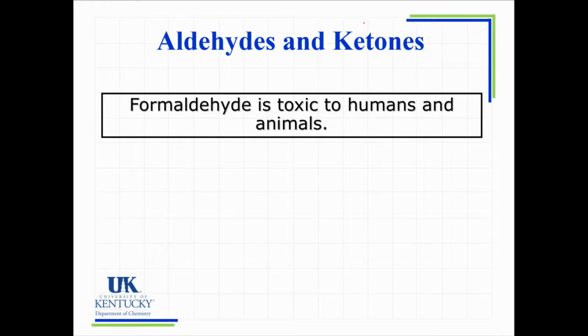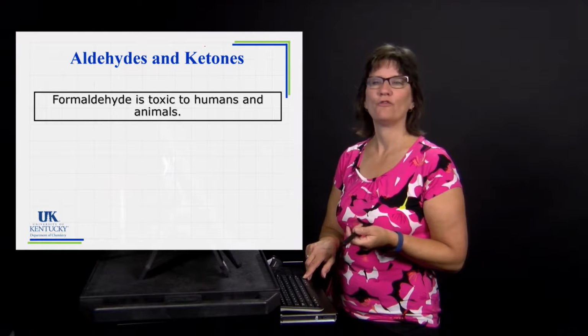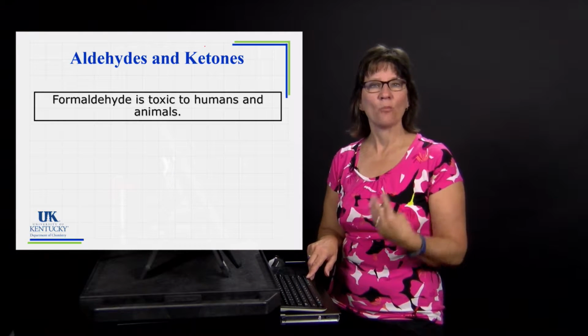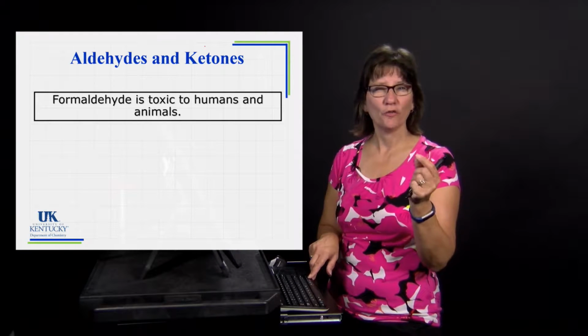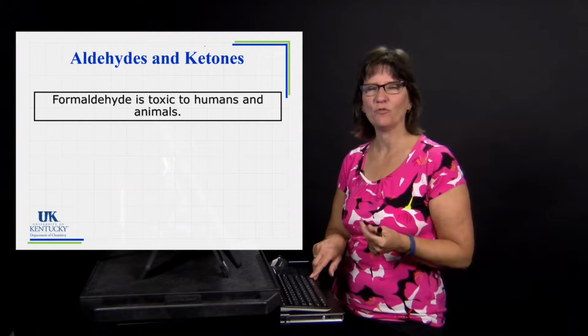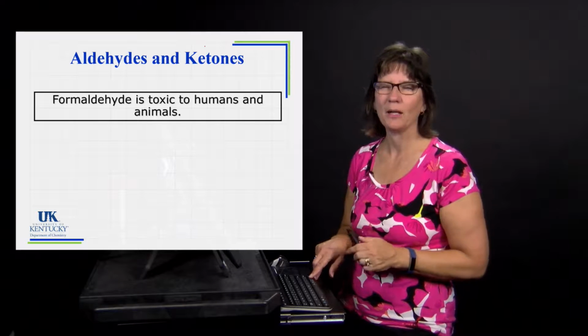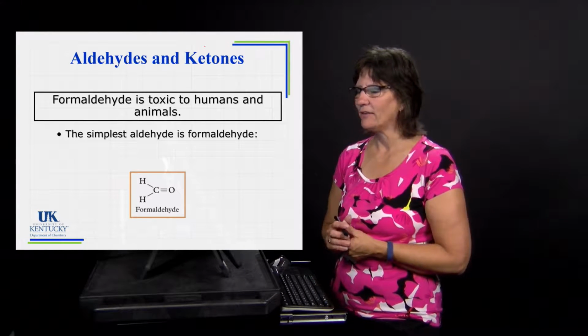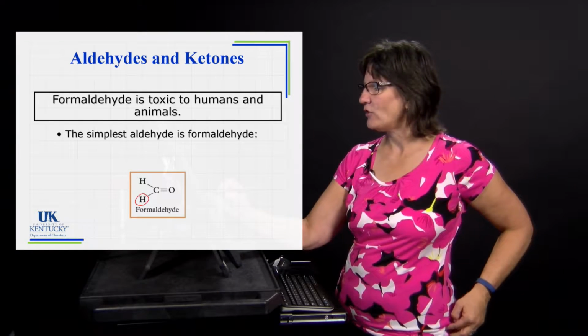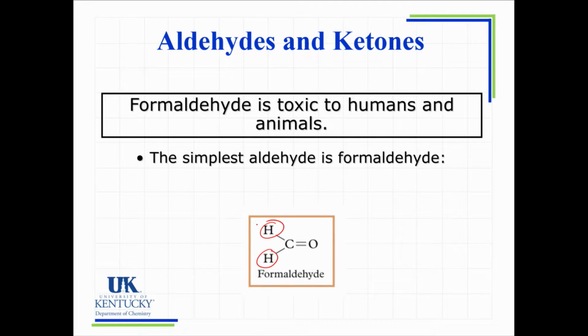The simplest aldehyde is going to be formaldehyde, okay? Formaldehyde is toxic to humans. It's toxic to animals. You've heard of the term formaldehyde if you've been in a, probably anyway, in a biology lab somewhere along your life. So it's the simplest aldehyde. Now, not only does it have hydrogen at one of the locations, it has hydrogen at the other location. So it can't be a ketone because those two have to be C's in order to be a ketone. So this is the simplest aldehyde.